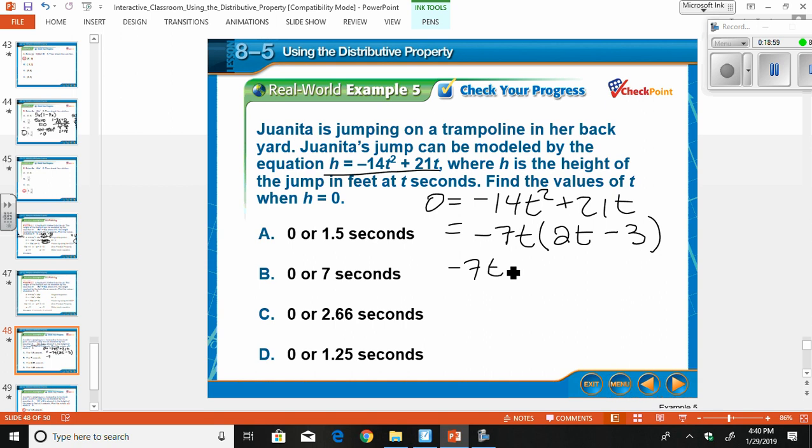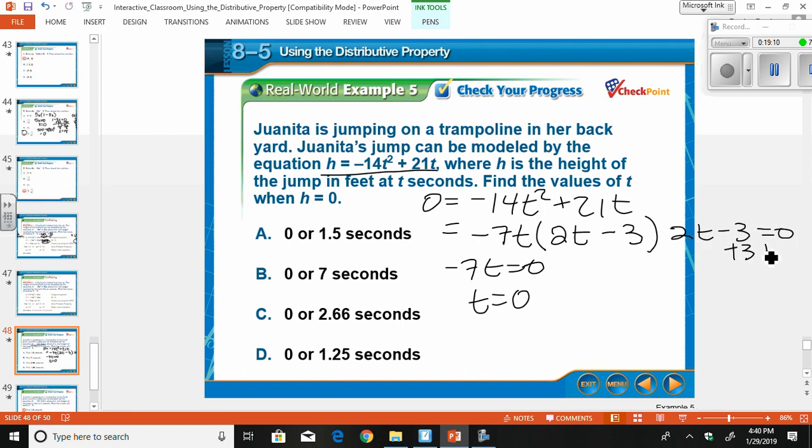Negative 7t equals 0 gives me a t of 0. And 2t minus 3 equals 0. I'm going to add 3 on both sides, so that I get 2t equals 3. Divide by 2, so I get t equals 3 halves. So that's 0 seconds and 1.5 seconds.